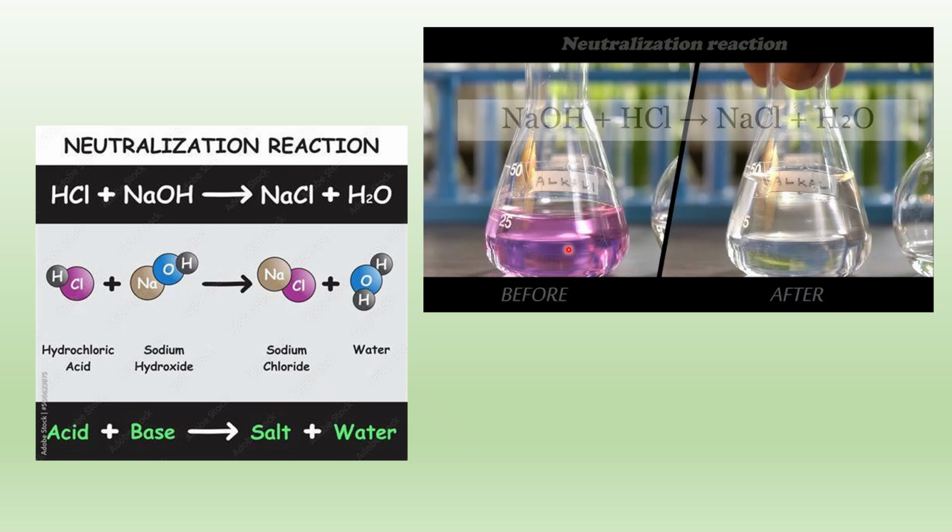In this picture, this mixture contains the acid and the alkali. The pink color is that of an indicator.